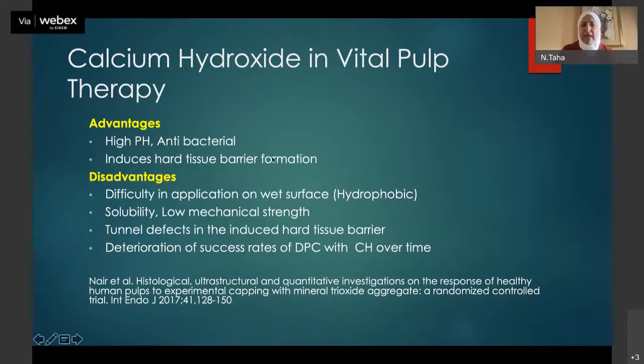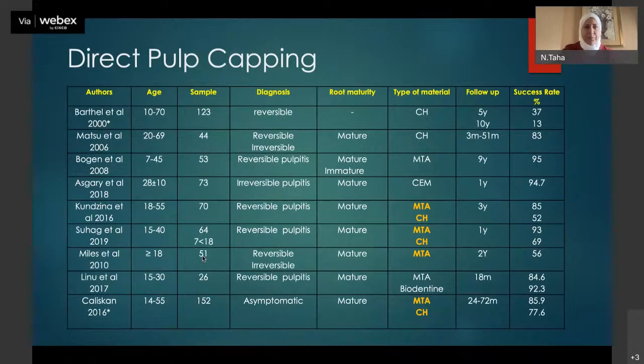And histologically, there are tunnel defects in the hard tissue barrier induced by calcium hydroxide, which will form pathways for further bacterial invasion in case of coronal leakage. Several studies have also shown that there is deterioration of success rates of direct pulp capping using calcium hydroxide. So if you have a success rate of 50% at 5 years, it declines to 20% at 10 years. So the longevity is actually low.